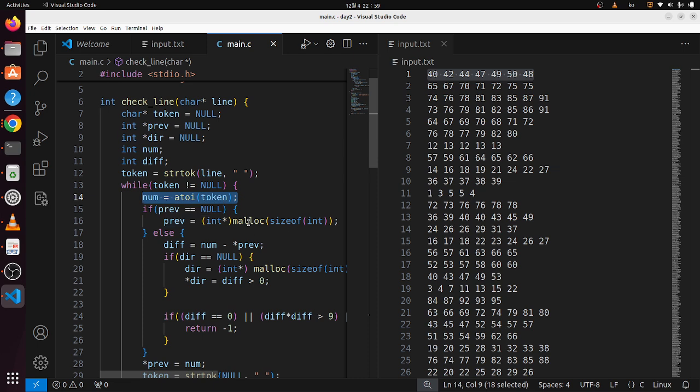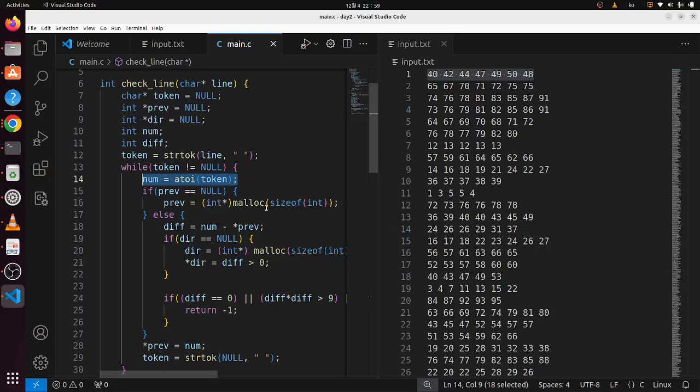However, if we don't have the previous number, then we are at the beginning, so there is nothing to compare with. So if prev is null, then we haven't seen anything. We just allocate a pointer to store it, and then we store our current number. When we move on, we advance to the next token. Then if we are at the second number, so prev is not null, we would like to know the difference. They say the difference matters: it shouldn't be greater than 3, and it shouldn't be less than 1.